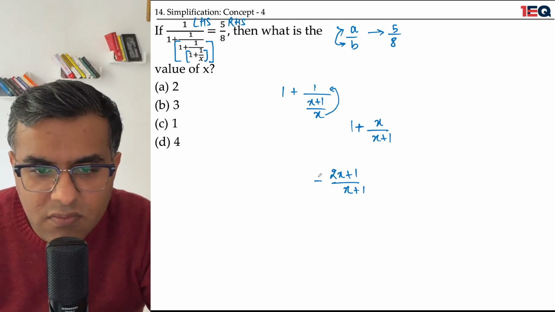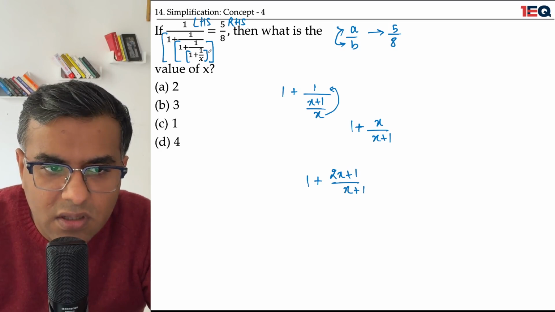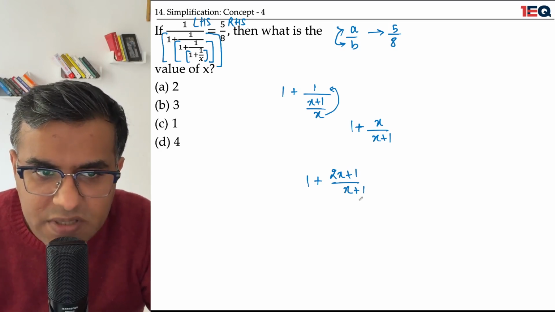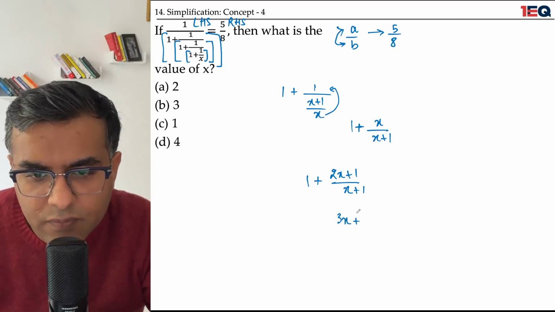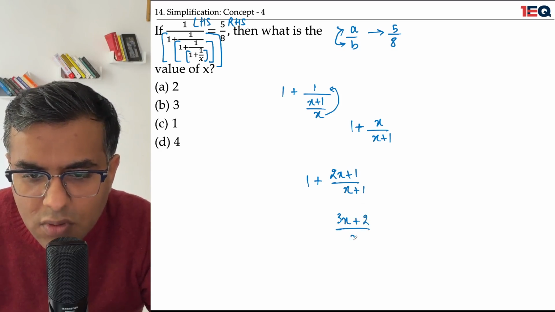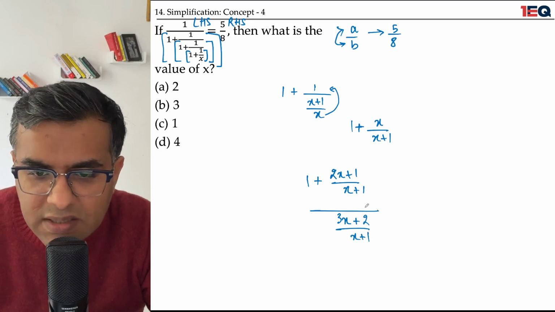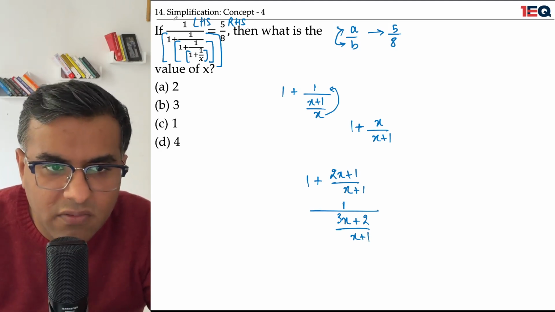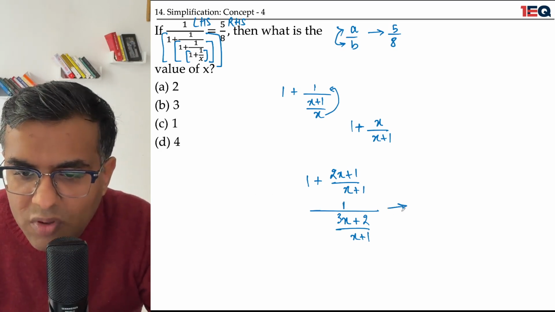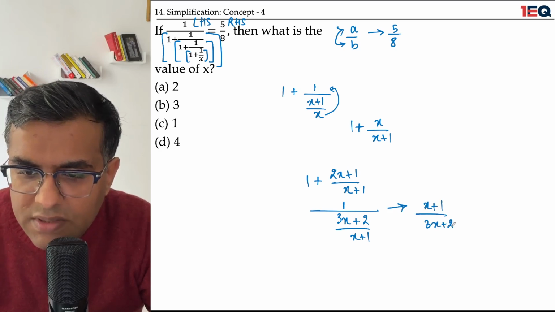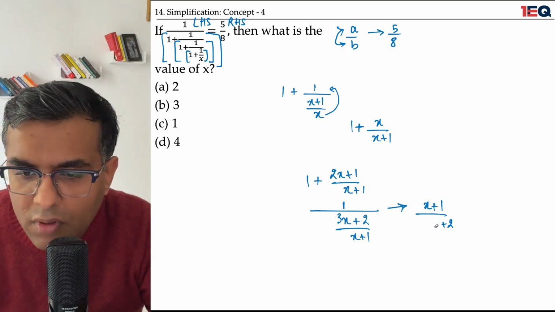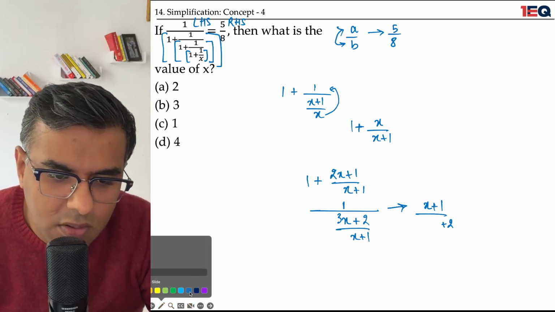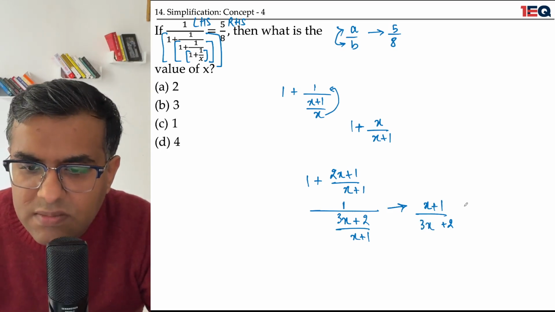Now this entire equation would again have a plus 1, and we would reach the second last level of our equation, 1 upon the entire thing. Now 3x, this is going to be 3x plus 2 whole upon x plus 1, and this entire thing is in the numerator. And we have solved the left hand side. The output of this left hand side is going to be x plus 1 whole upon 3x plus 2.